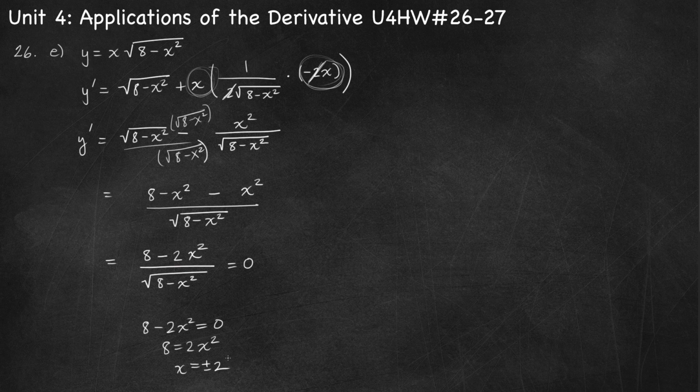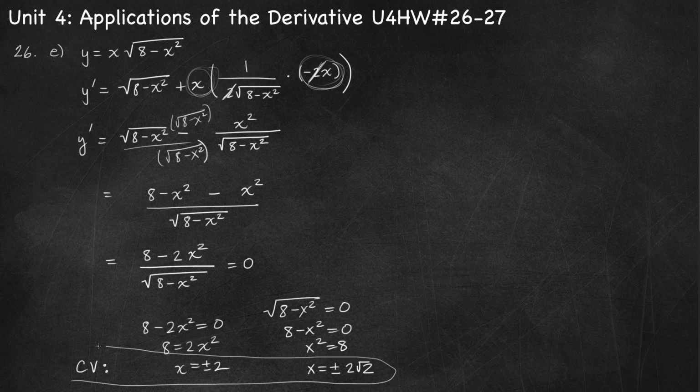And then we should also consider what values are going to make our denominator undefined. So that would be where the denominator is 0. And that's going to happen whenever the square root of 8 minus x squared is 0. If I square both sides, I get 8 minus x squared is 0. I get x squared is 8. So x equals plus or minus the square root of 8. The square root of 8 is the same as 2 root 2. If x is positive or negative 2 root 2, my derivative is undefined. So we need to consider those as critical values as well. So I have 4 critical values.